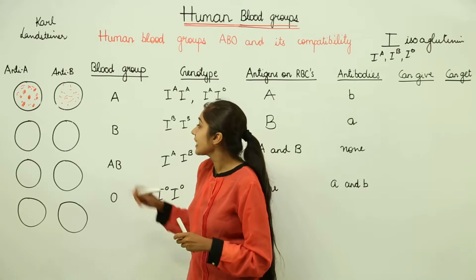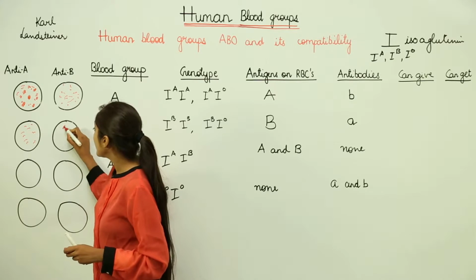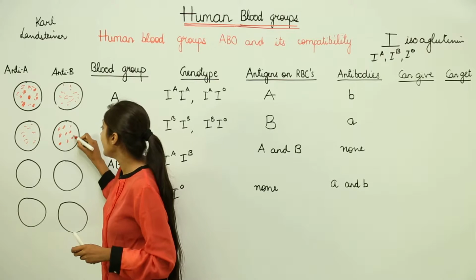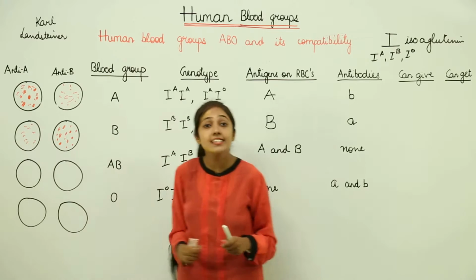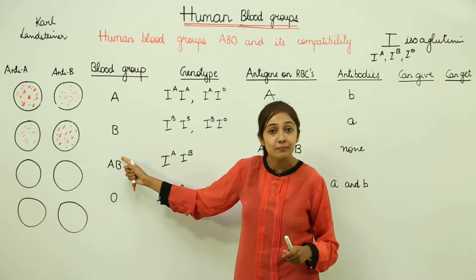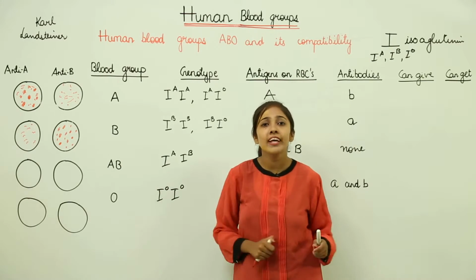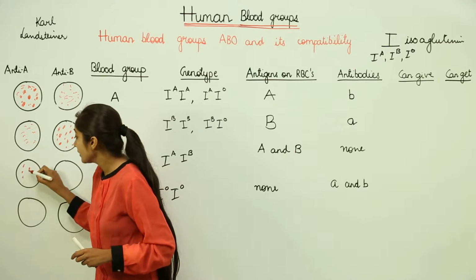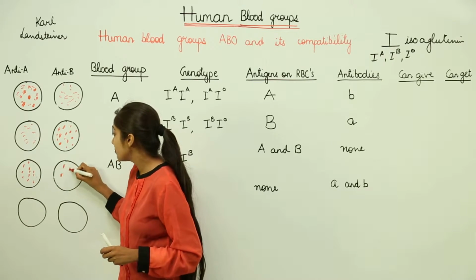Then next case is for blood group B. Now in this case, what is going to happen? The coagulation will be with anti-B serum, and there will be no coagulation in case of anti-A serum. So this also confirms that the blood group is B. Then in case of AB, what is going to happen? I know that you can make out, because in this case there will be coagulation in both the cases, with anti-A serum and anti-B serum.